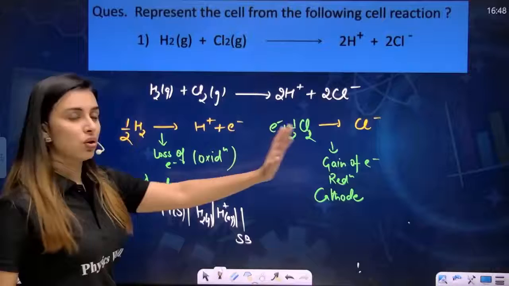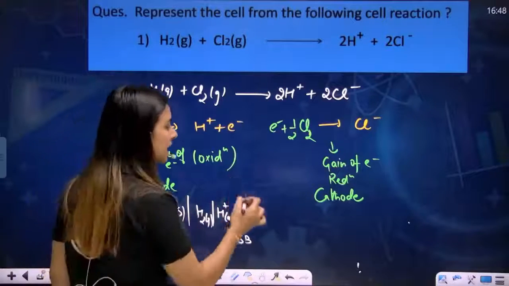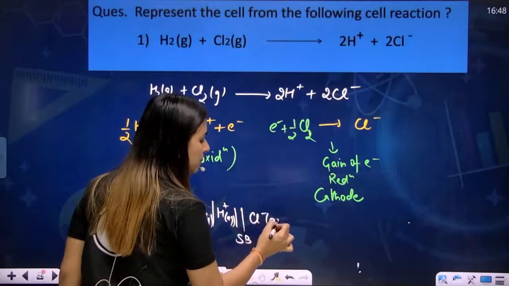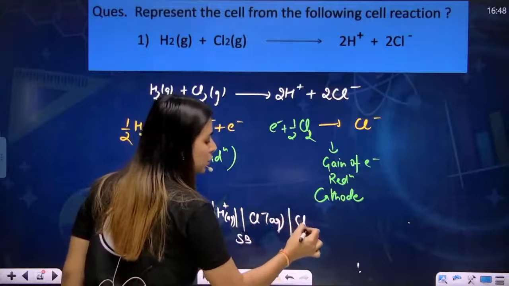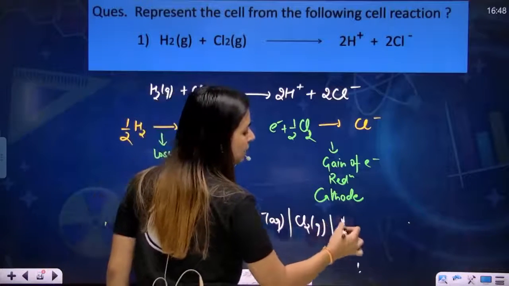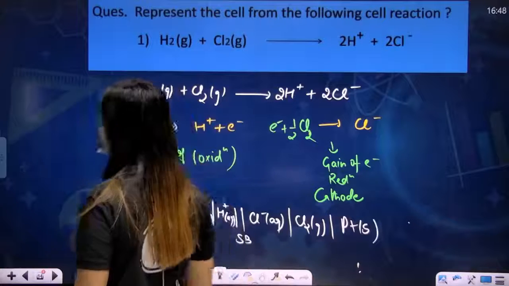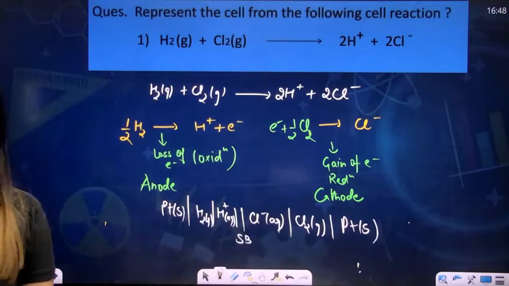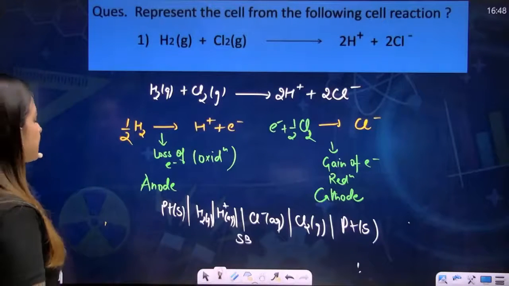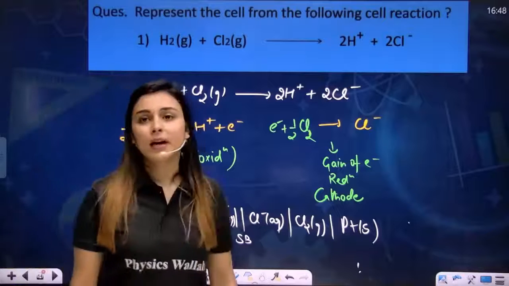Okay. Now let's talk about the cathodic side. On the cathodic side, you have the ion Cl minus aqueous, you have the gas Cl2 gas, and then platinum solid. So this is how you represent a particular cell if you're given one in a question. I hope it is clear to you.